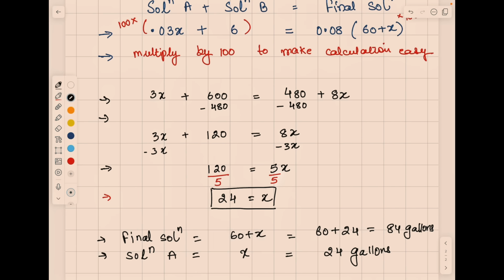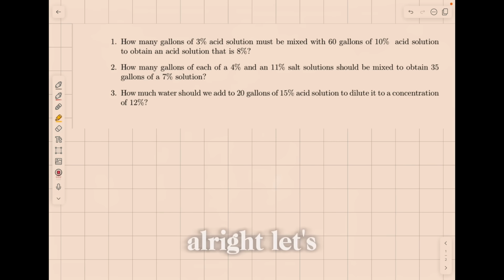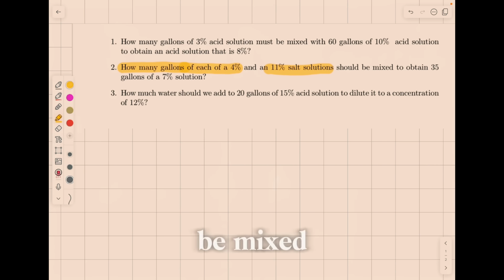Alright, so let's learn this by another example. How many gallons of each of 4% and 11% salt solution should be mixed to obtain 35 gallons of 7% solution? Now in this case, a final amount has been given to me, but I don't know how many gallons of each solution I'm mixing with.